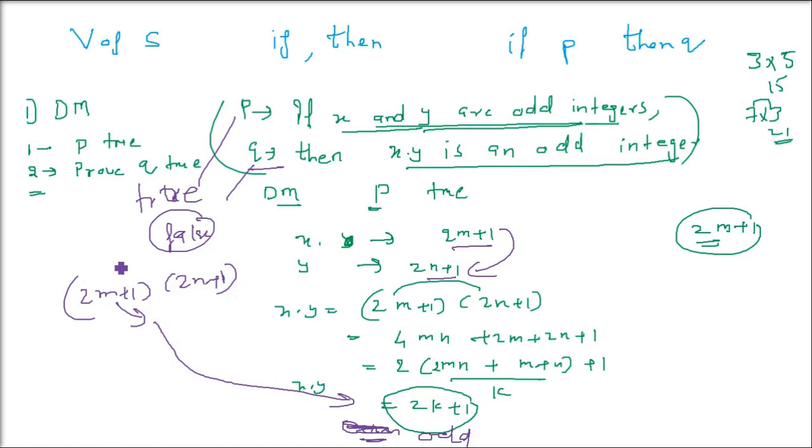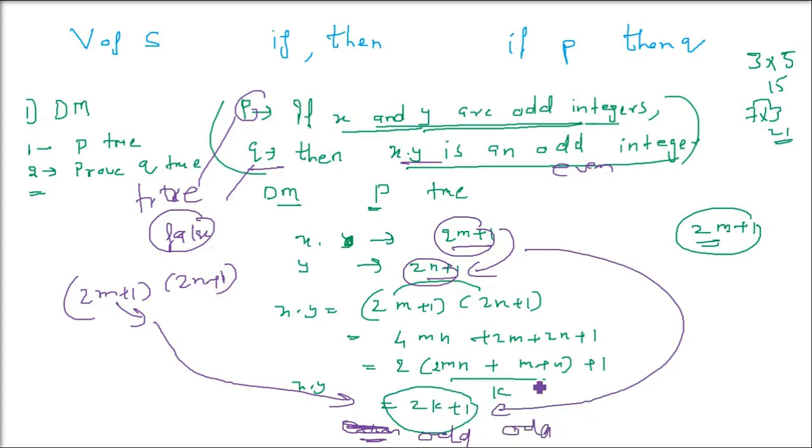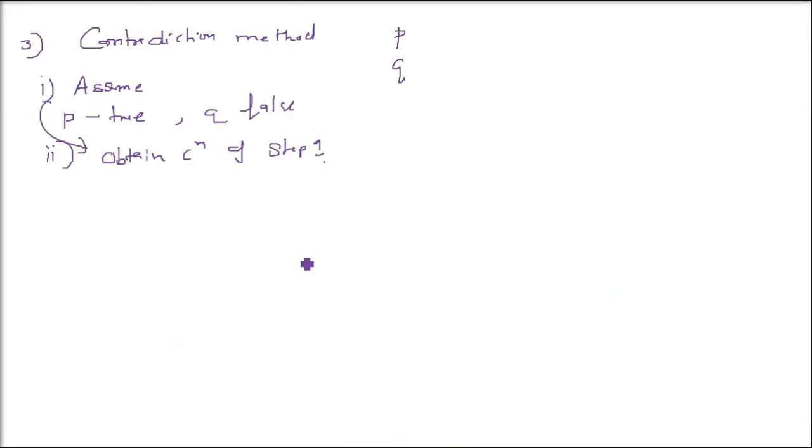But we also assume in this contradiction method that Q is false. We said XY is an even integer, because P is true and Q is false. But what we see here, XY is actually coming as an odd integer. So when we said P is true and Q is false, we actually contradicted ourselves. So this is a contradiction. If P is true, Q cannot be false. This is the contradiction method.